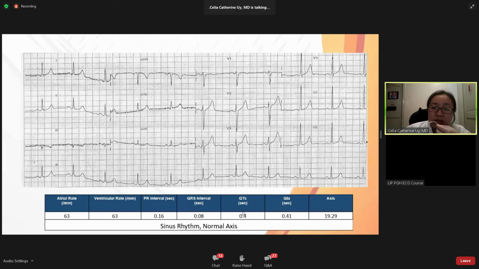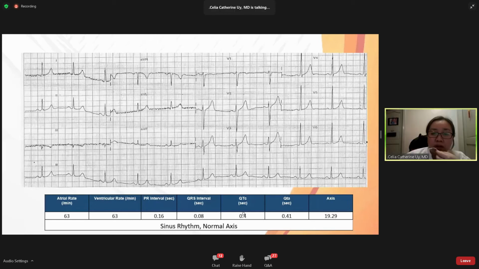Your QRS duration is within normal limits, so is your P wave duration. As for your QT interval, if you look very closely, it also falls within normal limits. So this is definitely not atrial fibrillation, and also not junctional rhythm because we have very clear P waves.